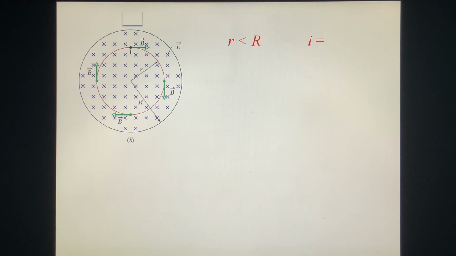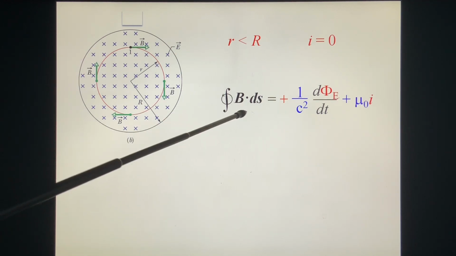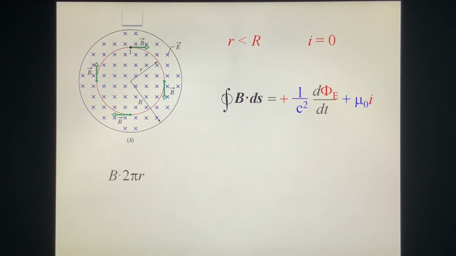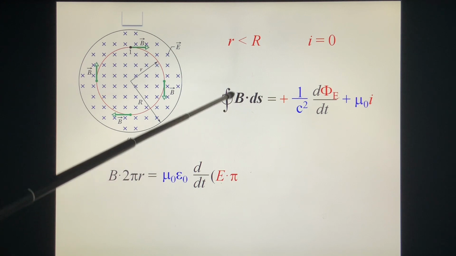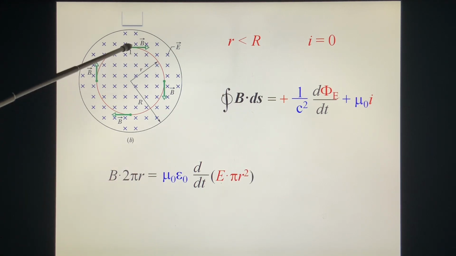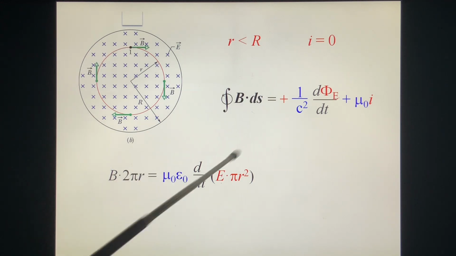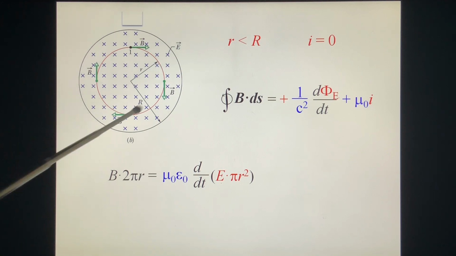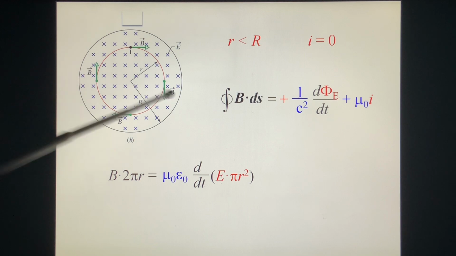Since the net current is 0, we use the Ampere-Maxwell equation. This is 0. On the left side, B by symmetry is everywhere the same magnitude along this curve, but in a different direction, along the tangent direction, right? So the B dot ds is always equal to B times 2 pi r. The s is 2 pi r.